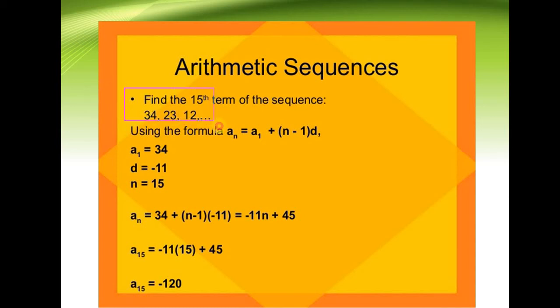Look at this question. Find the 15th term of the sequence. The given sequence is 34, 23, 12, and we have to find the 15th term. To find any term, we will always use this formula. If we look at the sequence, this is the first term 34. d is 23 minus 34, which is equal to minus 11.